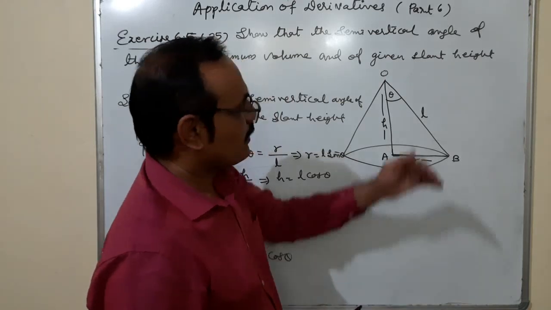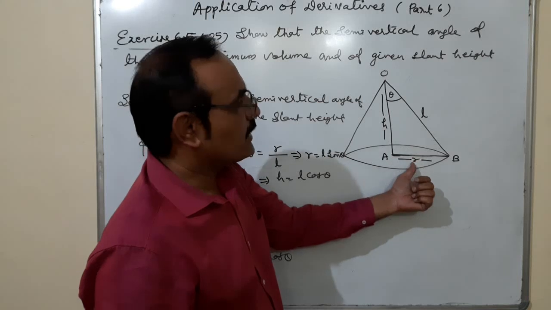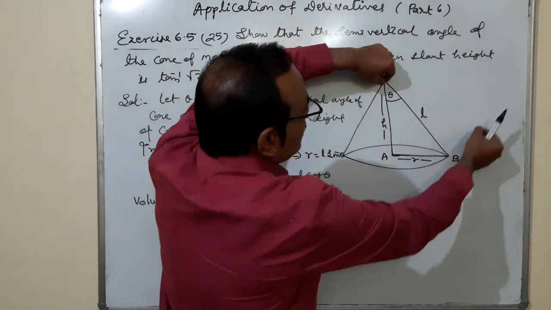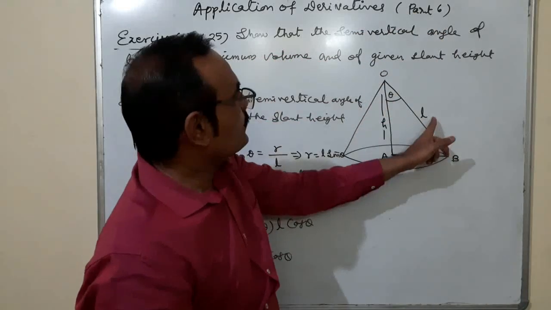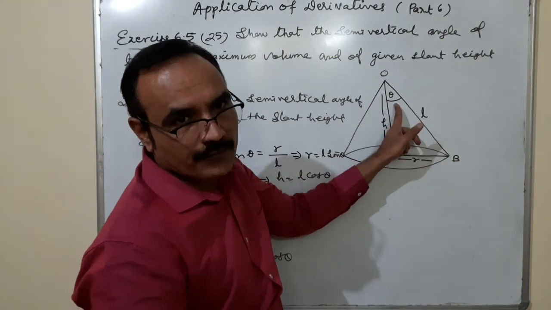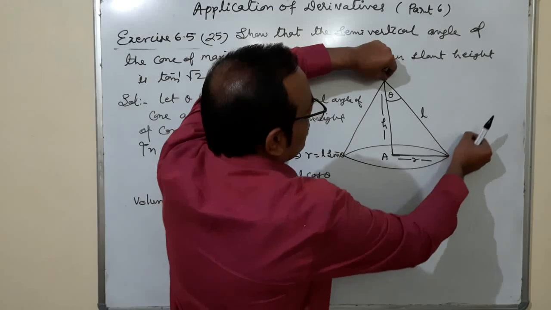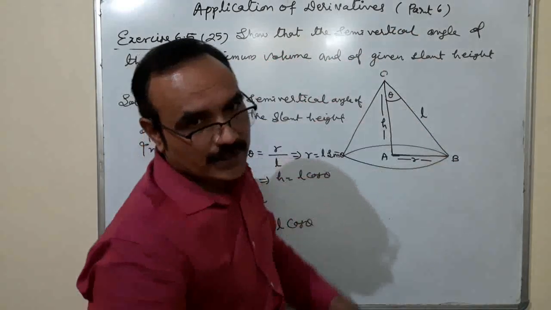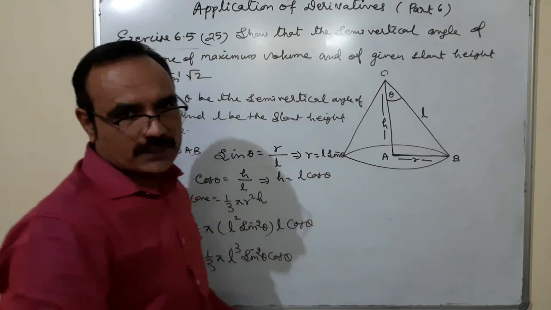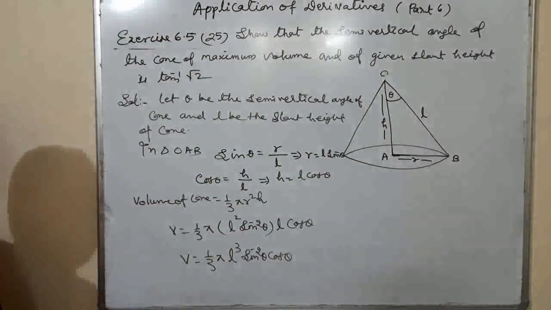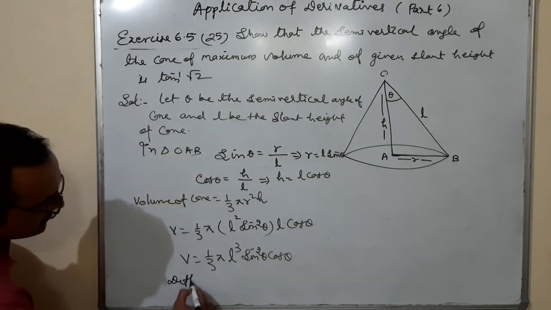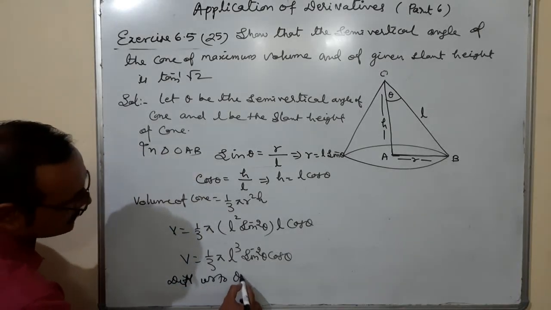Yes or no? Only H and R are variable. L is not variable. This is the fixed quantity. You can shift here or there. But you can see that this theta is a variable. When we take the L on that side, then the theta is increasing. L is coming on this side, the theta is decreasing. So that means the theta is a variable here. So we have to differentiate with respect to theta.